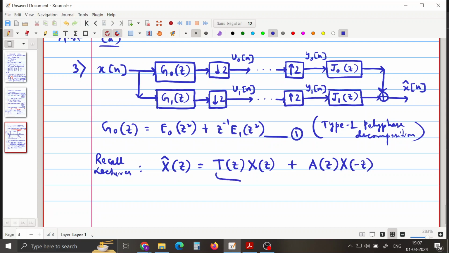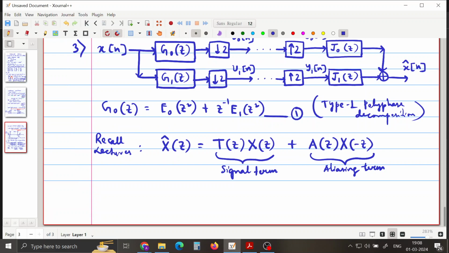So this first term, T of Z times X of Z, where capital X of Z is the Z transform of your actual input x of n, is your signal term. And the second term, this A of Z, is actually the aliasing component. So this is your aliasing term. And you see it has a factor of X of minus Z. That minus Z means it's a shift in the frequency. So we don't want that. That's an undesirable component, so that contributes to your aliasing term. We want to get rid of this. We have seen this in our lectures. That's why I mentioned, just refer to the lecture notes.